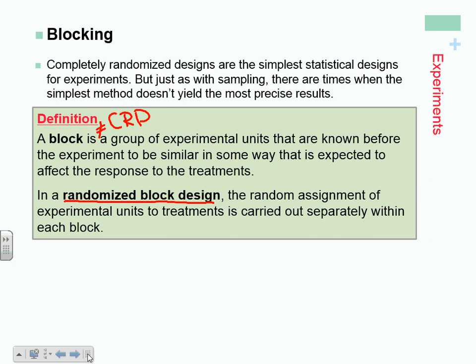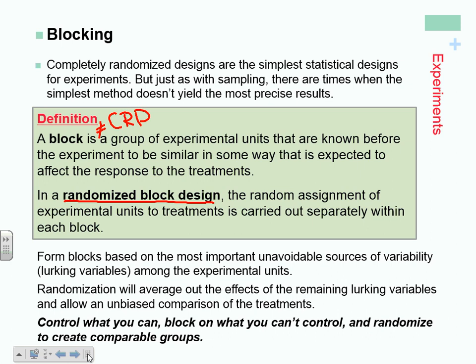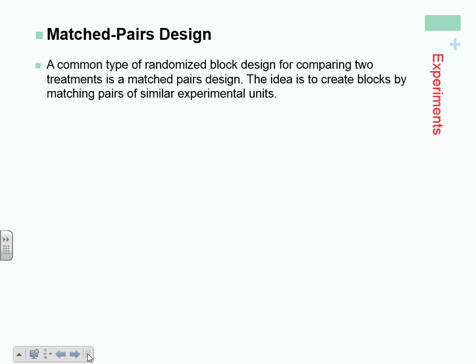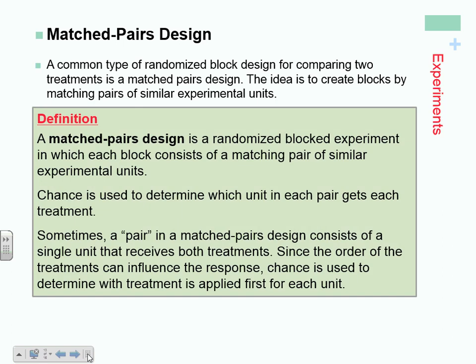One special kind of block design is a matched pair design. A matched pair design is when you're comparing two treatments and you either have matching pairs, creating blocks that are exactly alike, meaning like two people that would be exactly alike in some type of characteristic, or you have the same person or same experimental unit do both treatments. Chance is used to determine which pair gets each treatment or, if you are doing both treatments, which one comes first. If I'm going to take a pre-test and a post-test, for instance, and those are the two treatments, that would be a matched pair design. And I might flip a coin to see which one that I do first. So I still need to randomly decide which one I do first.